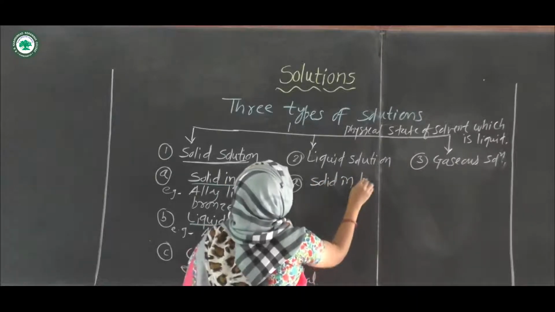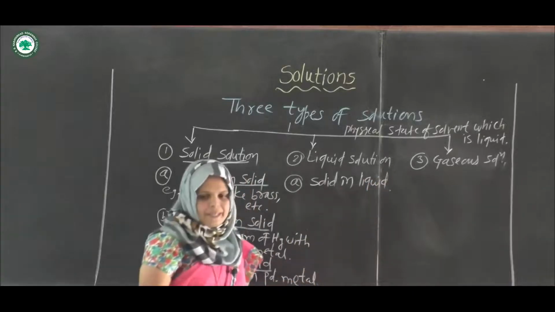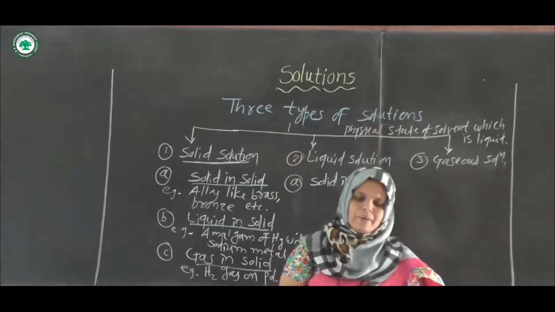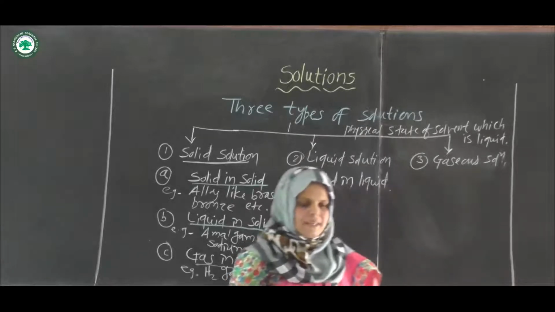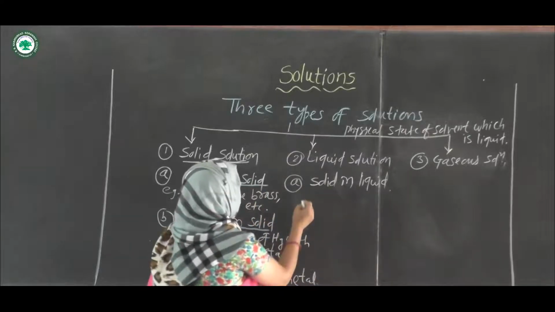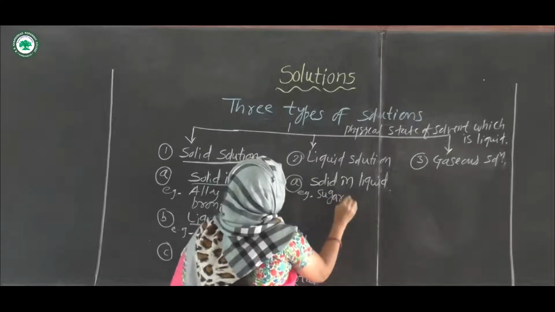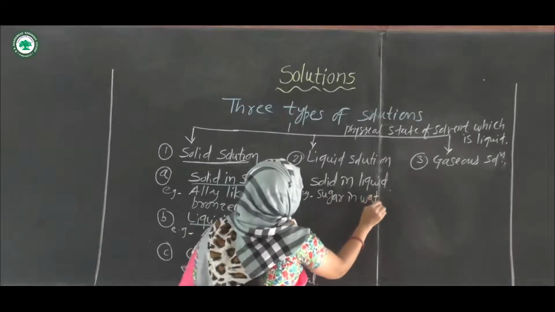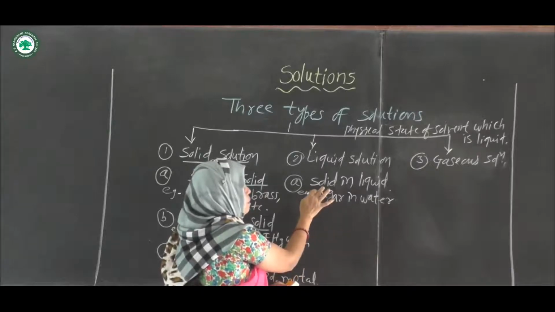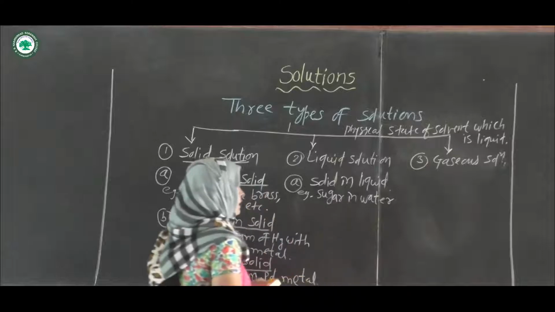Solid in liquid. In this solid in liquid, we know that the example is sugar dissolved in water. Sugar in water, or salt in water. For example, sugar in water. In this, the sugar solute is in the solid state, and water is the solvent in the liquid state.